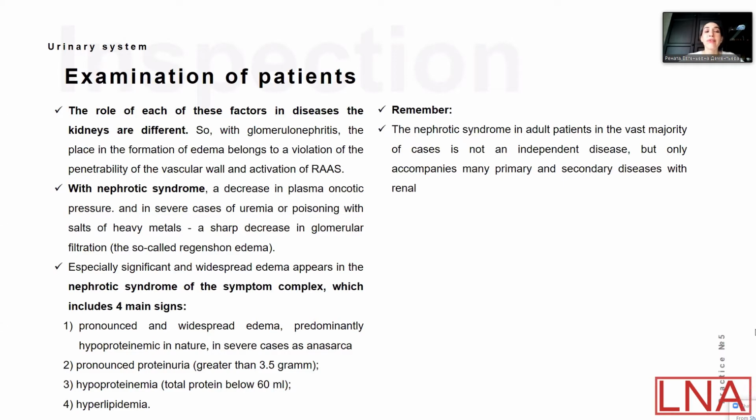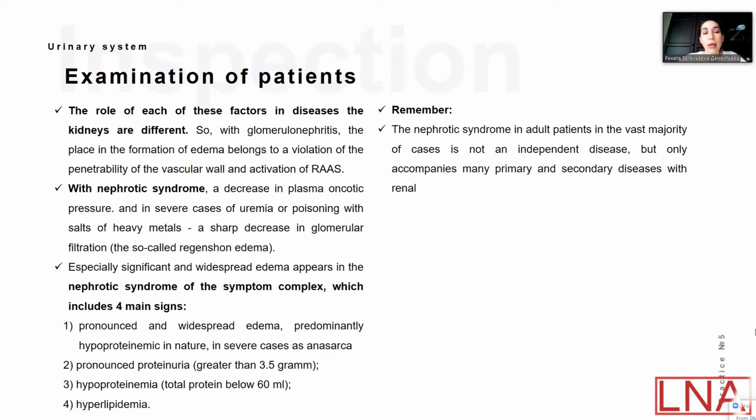The role of each of these factors in diseases of the kidney is different. In the case of glomerulonephritis, the main place in the formation of edema belongs to an increase in the permeability of the vascular wall and activation of the renin-angiotensin-aldosterone system. In nephrotic syndrome, there is a decrease in plasma oncotic pressure due to losing total globulin. In several cases of uremia or poisoning with salts of heavy metals, a sharp decrease in glomerular filtration is also possible, so-called injection edema or shock edema.